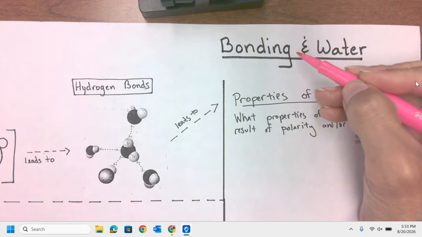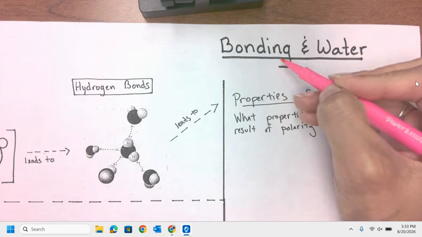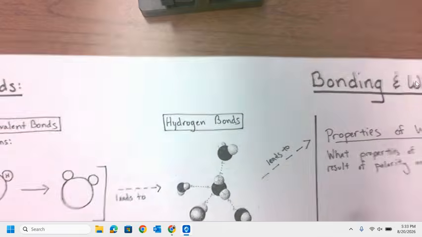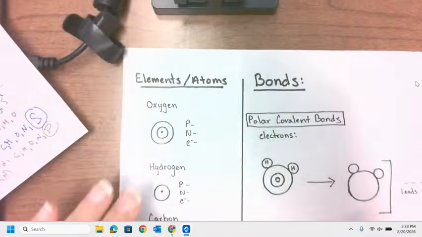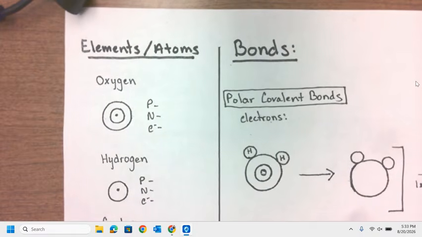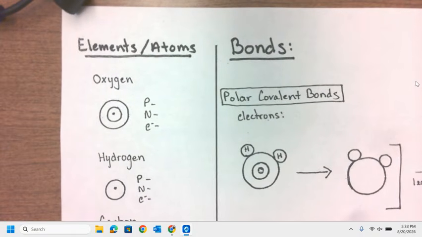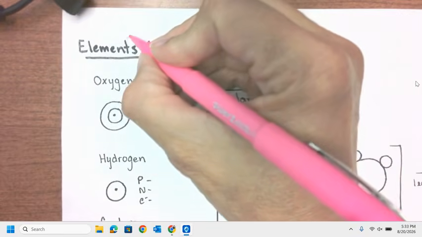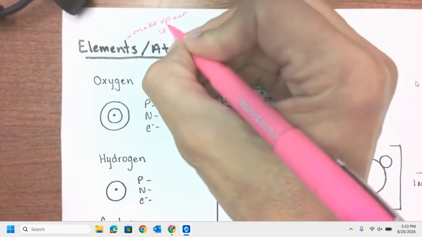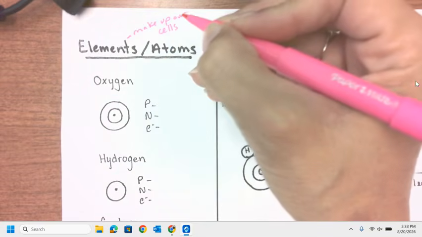This video is a review of bonding and a review of the properties of water. We're going to start on the left-hand side of the grid sheet and talk about elements and atoms first as a quick review. Elements make up our cells. From a biological perspective, they make up everything, right?